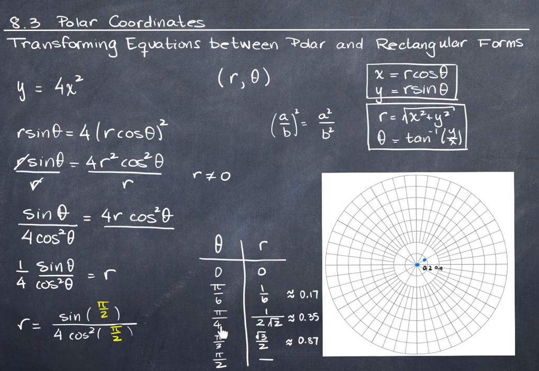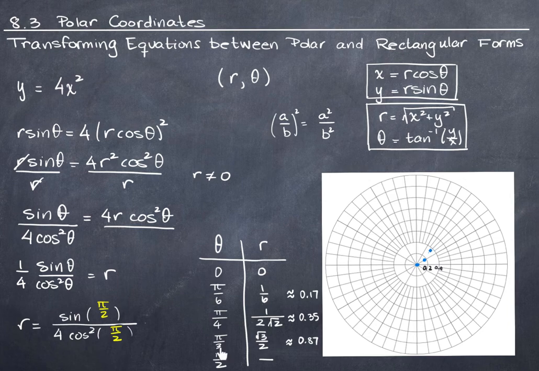The next one is pi over 4 with 0.35. So I'm going to go out pi over 4. I'm going to be on this line right here, and I want to go out as far as 0.35. Well, I don't have a 0.35, but I have a 0.2 and a 0.4. 0.3 would be about there. 0.35 is going to be about here.